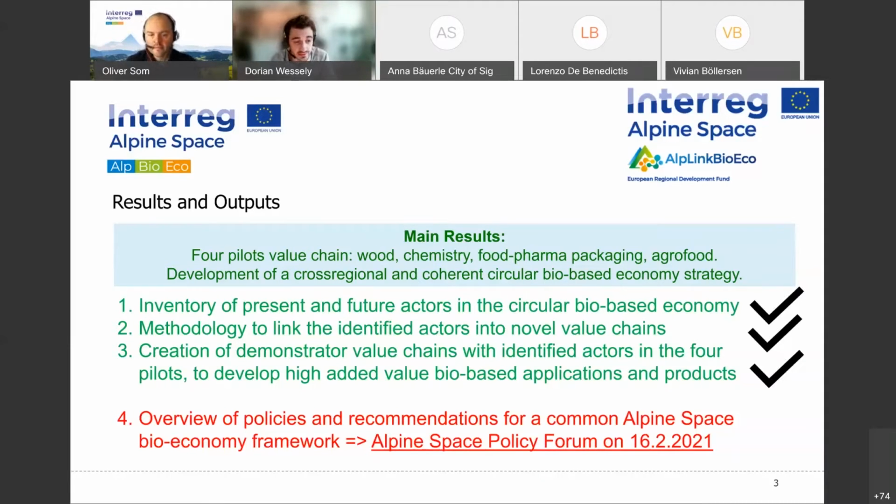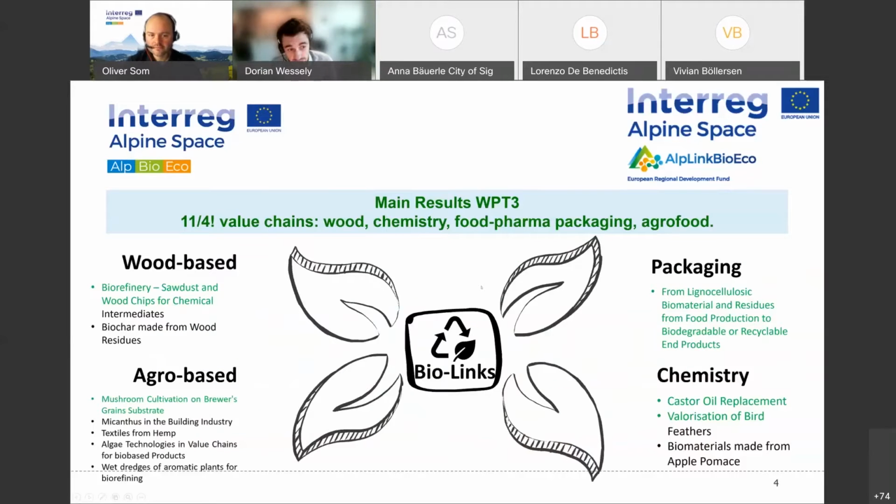So one recommendation, and also with regard to the policy output we did in this regard, is the Alpine Space Policy Forum on the 16th of February. So if you want to join, you can do that, and you can get into contact with me, so I can link you to the responsible person.